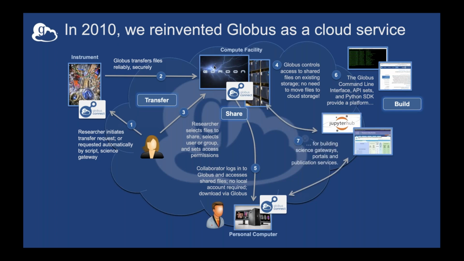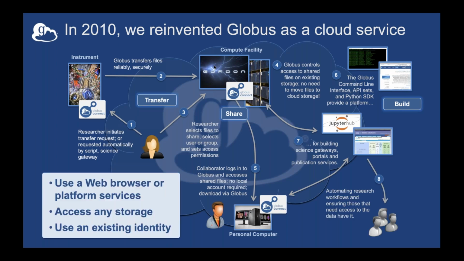And then we also support the construction of tools that will integrate these sort of capabilities into other systems. So, for example, the National Center for Atmospheric Research operates a research data archive that uses Globus to manage all of its data access and data download. So all of this can be done using just a web browser. We can access essentially any storage, and we can use any existing identity, your institutional identity, or your Google ID, or other sorts of identities to manage access.